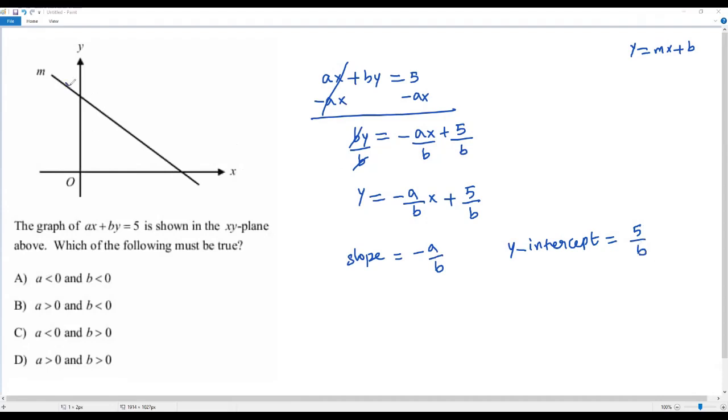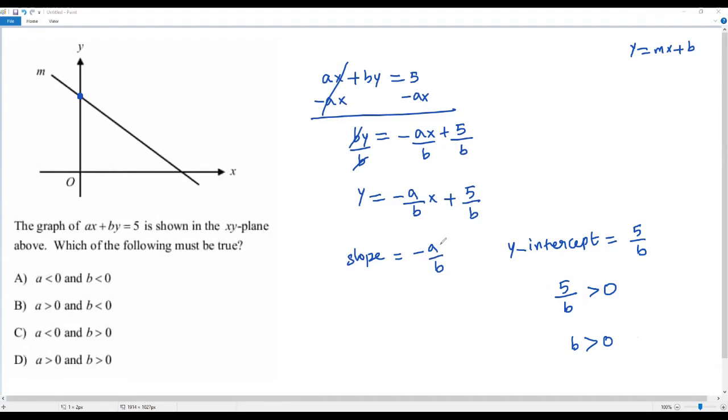When I look at the line, it intersects the y-axis on its positive side. Since the line intersects the y-axis on its positive side, the y-intercept must be positive. That is, this 5 over b must be positive. If 5 over b is positive, what is the sign of b? We already know that 5 is positive, so the value of b must also be positive, so that when I divide a positive value by another positive value, 5 over b is positive. So b must be greater than 0.